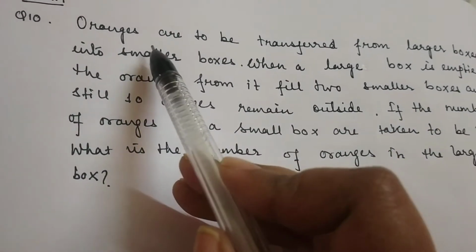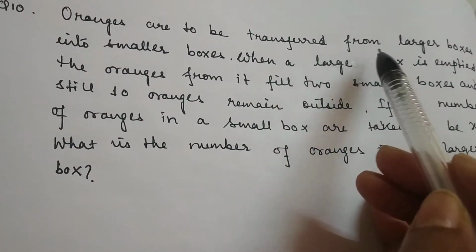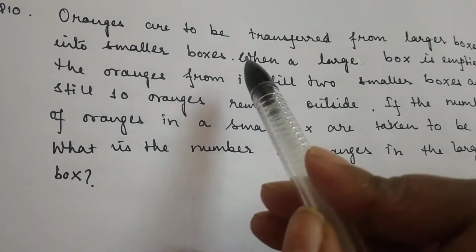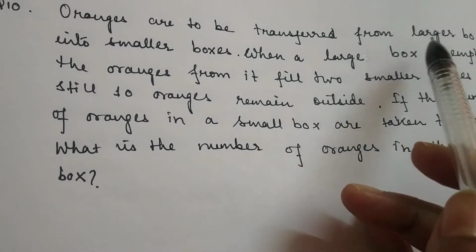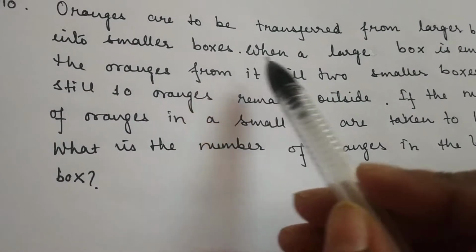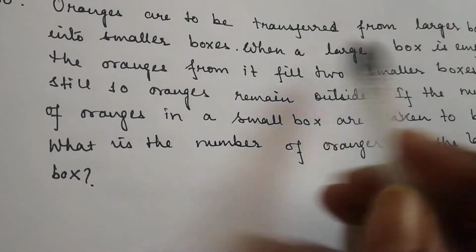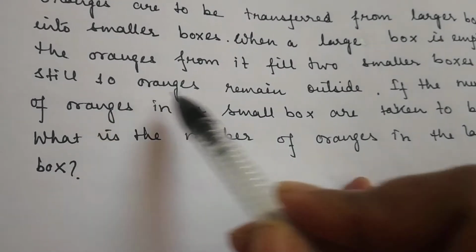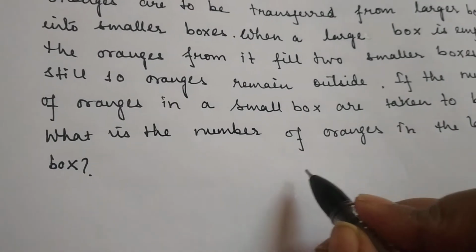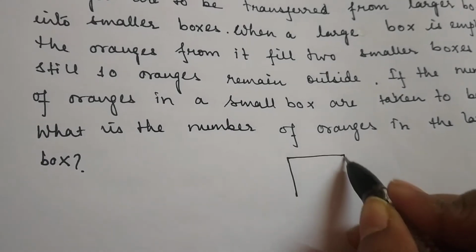Now in this question we have oranges that are to be transferred from larger boxes into smaller boxes. Some oranges are there and they are transferred from a larger box into smaller boxes. Now when a large box is emptied, the oranges from it fill two smaller boxes and still 10 oranges remain outside. Suppose we have the bigger box like this.